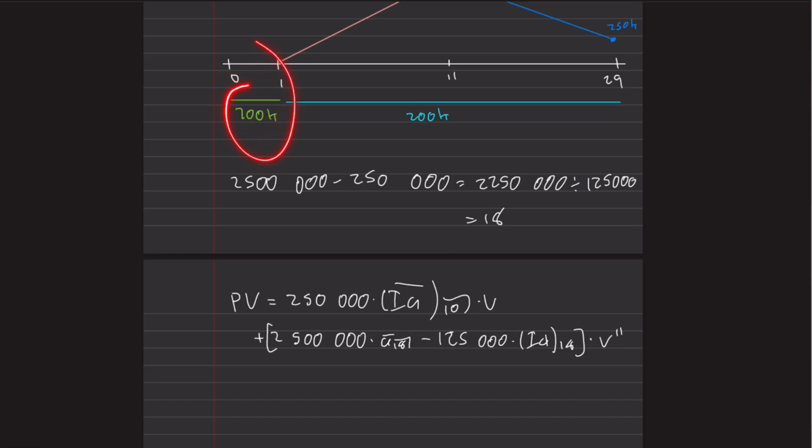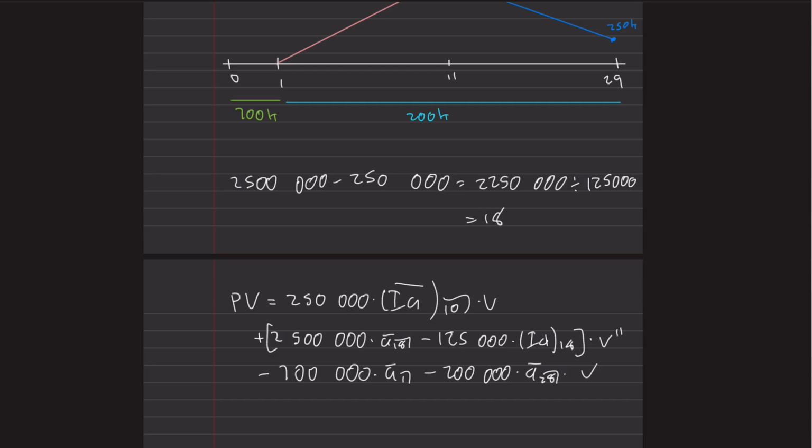So we have an expense for the first year at 700,000. So this one should be quite easy. We're going to subtract 700,000 times a continuous annuity for 1 year. And then this 200,000 is going to be minus 200,000 times an annuity continuously for 28 years. And that's going to discount it to time 1. Now we just need to go 1 more year, so times v.